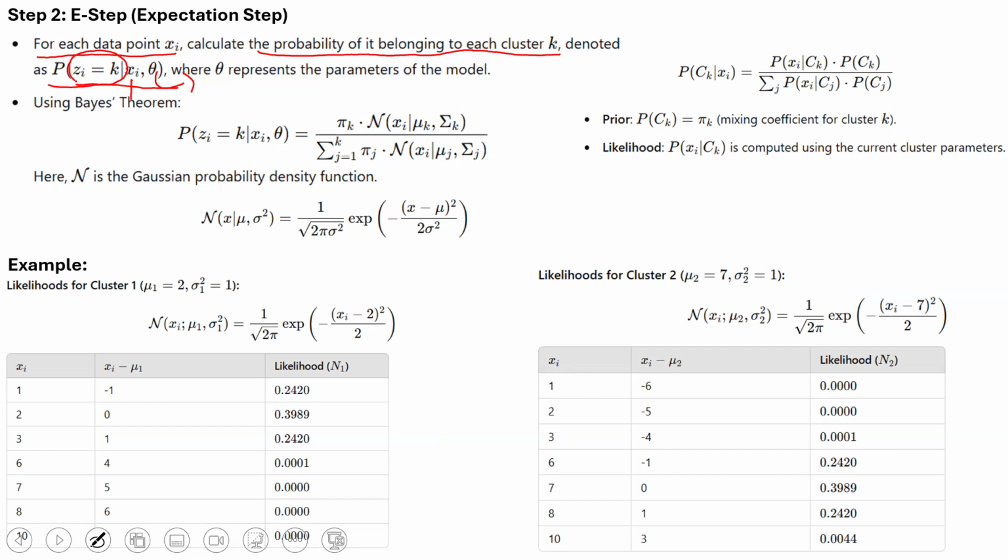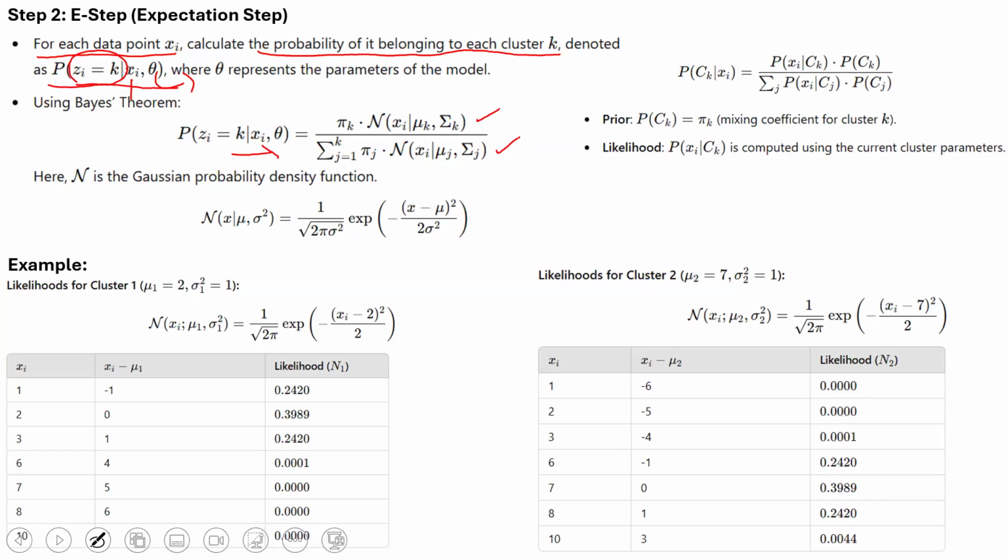The probability of that is given by the normal distribution of that point divided by the sum of the normal distributions of the point over all clusters. So it is as simple as this.